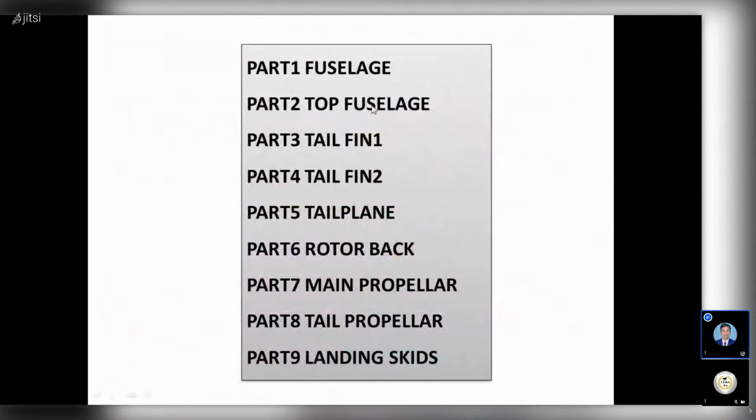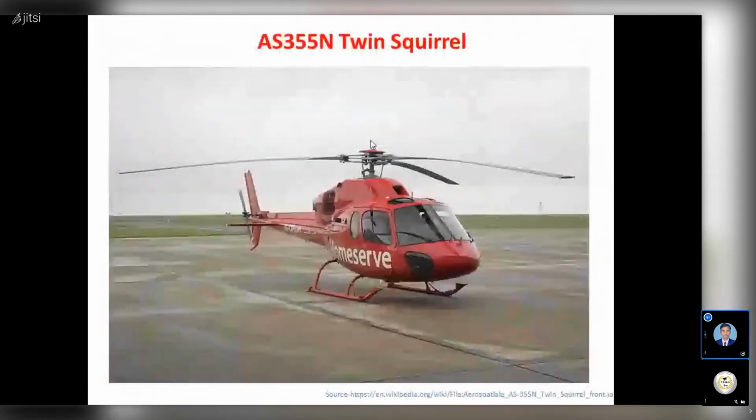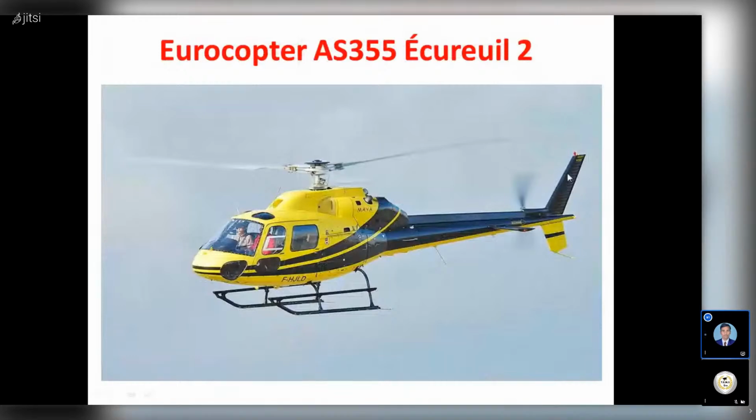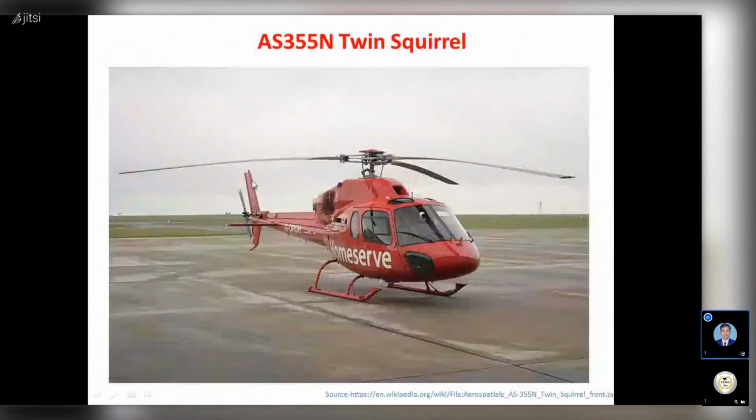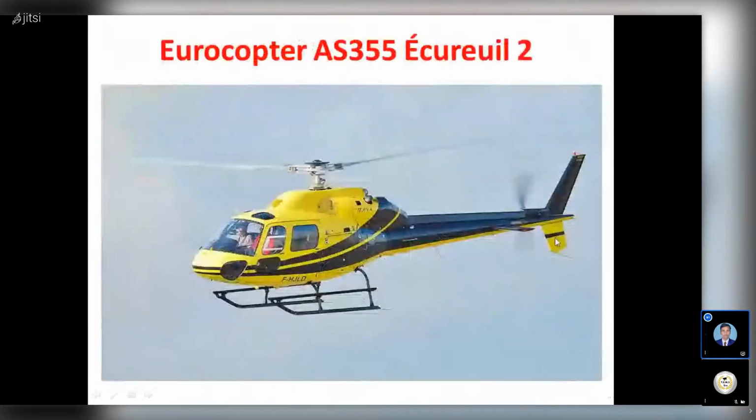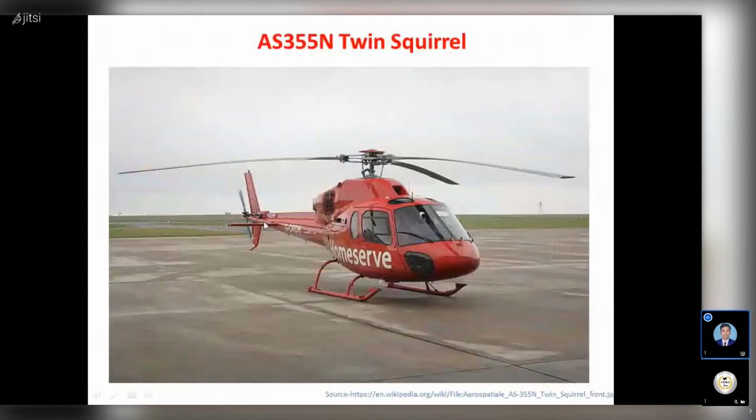Okay, we have done with our part 1 and part 2. Part 1 fuselage, part 2 top fuselage. Now today we'll be dealing with part 3, that is tail fin, and part 4, tail fin 2. Tail fin 1, tail fin 2 in the sense this part. This is our first part, tail fin, and this is our second tail fin. So today we'll be completing this. If time permits, then we'll even complete this one.